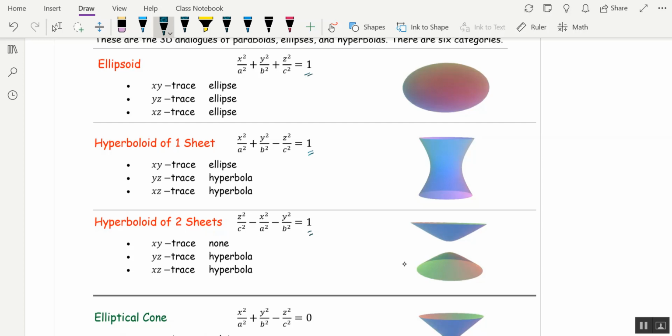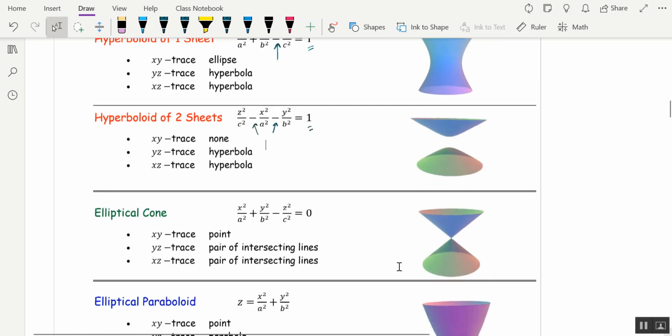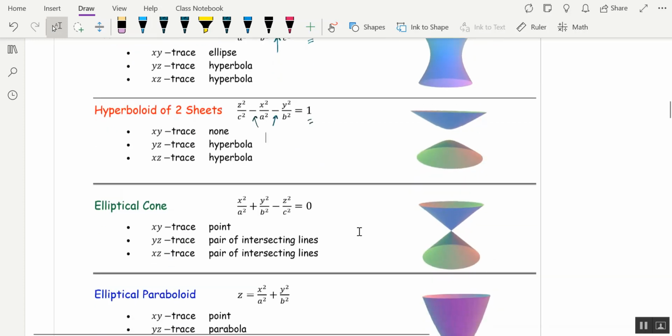So an ellipsoid has no minus signs, a hyperboloid of 1 sheet has a single minus sign, and a hyperboloid of 2 sheets has 2 minus signs. Okay, an elliptical cone is in its own category. It's got all 3 quadratic variables, but it's set equal to 0 over here, and there's a single minus.